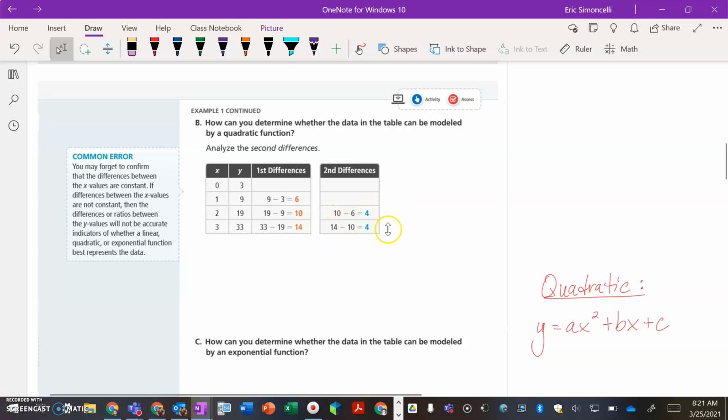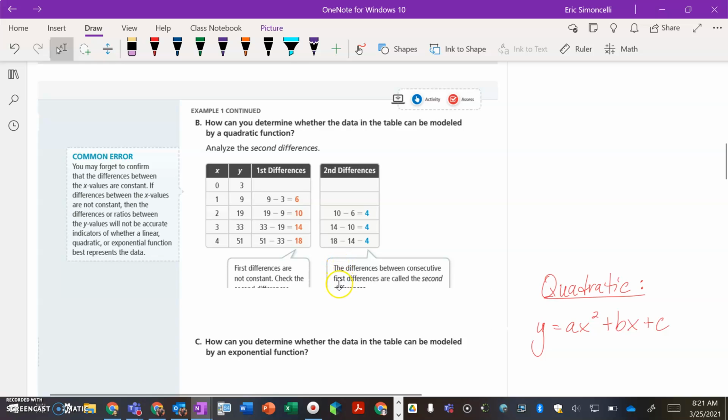The first difference with the next two ordered pairs, 33 minus 19, which is 14, but of course 14 minus 10, as you see in the next column, the second difference is established as, again, 4. And so on and so forth. If we continue, we have the difference of which is 18, and then 18 minus 14 is, again, 4.